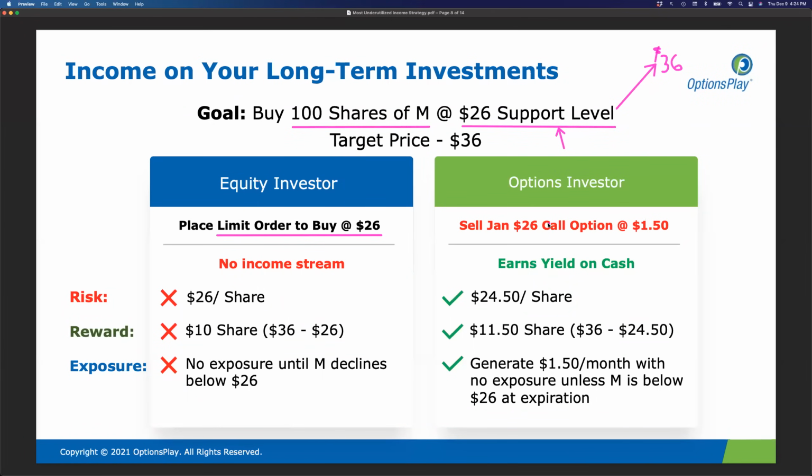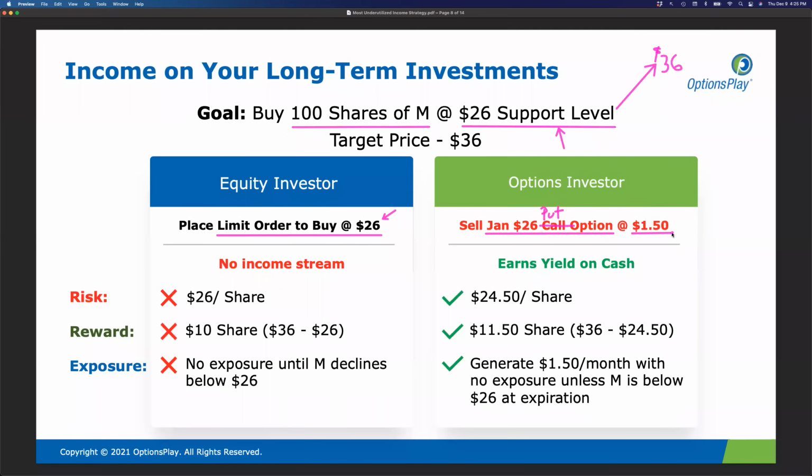But as a put option, whoops, this is a typo. This should say put. But as an options investor, what you can do is you can sell, let's say, a $26 put option, the exact same price that you would place a limit order for, sell a $26 put, but the premium that you collect on this particular trade is $1.50. So by selling the January $26 put option, I collect $1.50. And remember, when you sell a put option, you have the obligation to buy the stock at that specific strike price. Now, what does that sound like?